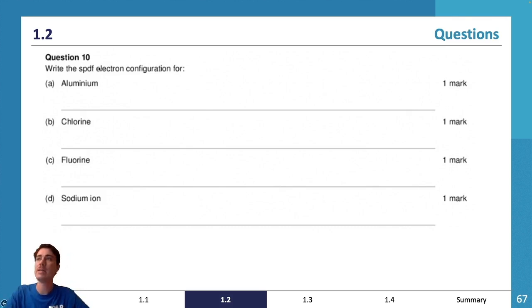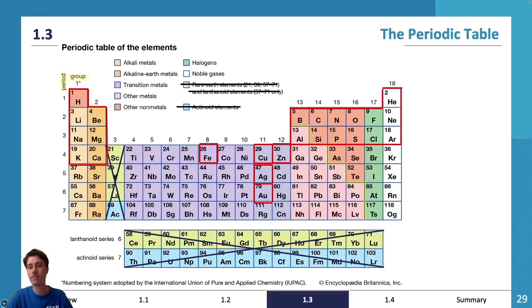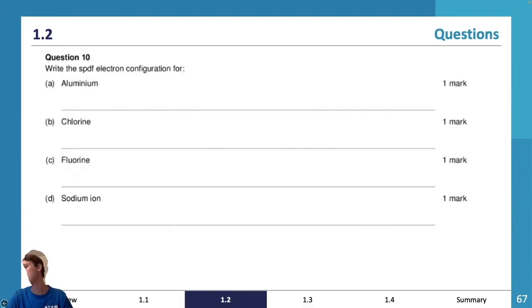All right. Question 10. Write the SPDF configurations for each of the following: aluminium, chlorine, fluorine, sodium, iron. Again, use your periodic table. Again, you should have one up. If you don't have one up, give me 1 second and you can quickly pause the video at this point here. You can quickly pause and do each of your SPDF configurations. But if not, come back to here, have a go at this one here.